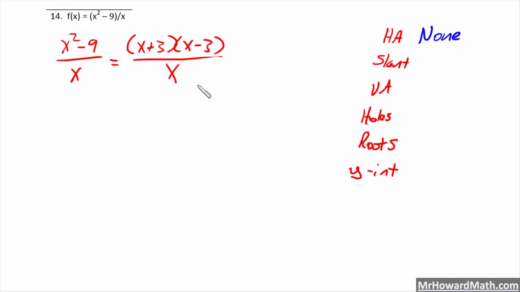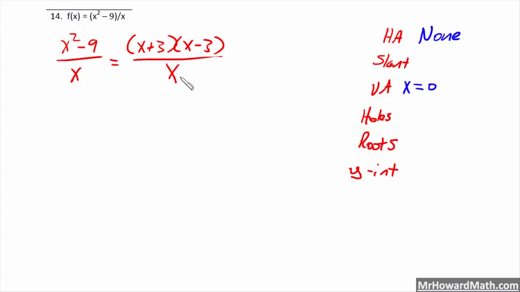Vertical asymptotes come from factors in the denominator that do not cancel. This is a factor in the denominator. It does not cancel, so that gives us a vertical asymptote at x equals 0. Remember, we take the factor, set it equal to 0, and solve. x is already solved once you set it equal to 0. So x equals 0 is the vertical asymptote there.